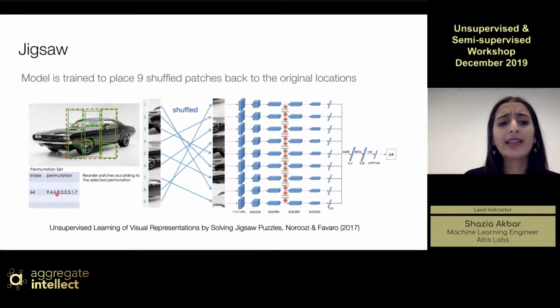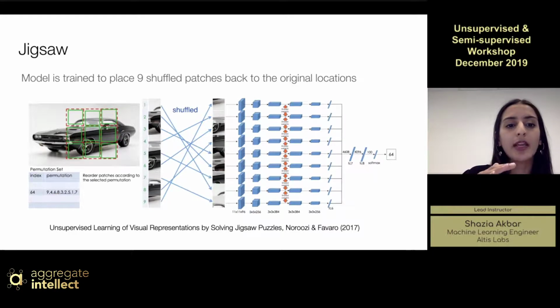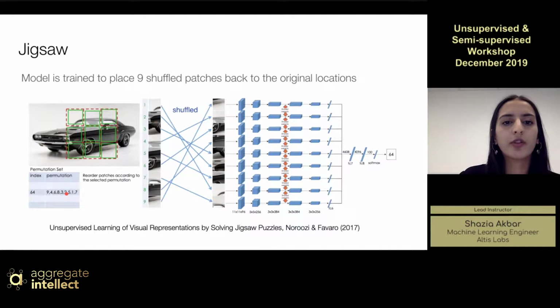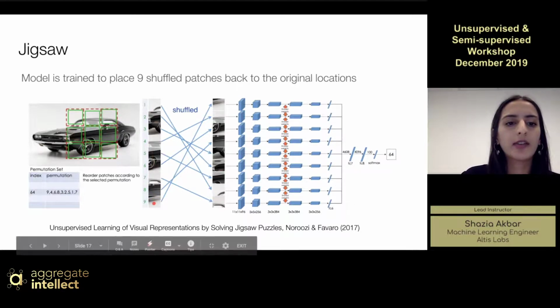So they actually had in the paper a method of creating a subset of permutations using the Hamming distance. And if you're interested, I encourage you to look at it in a little bit more detail. But the idea is that you want to predict the index, which refers to a specific type of permutation for each of these 9 tiles. And you also have probabilistic scores attached to them.